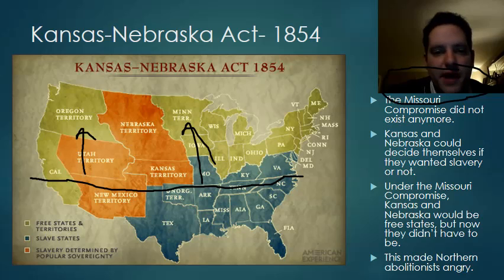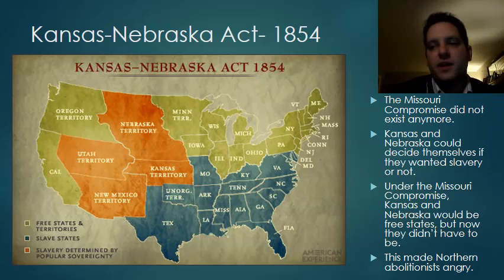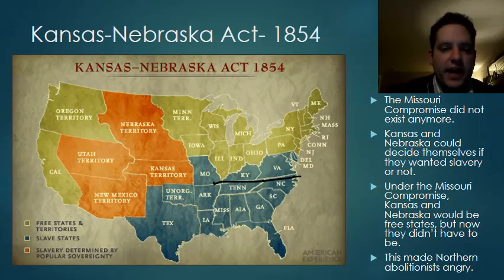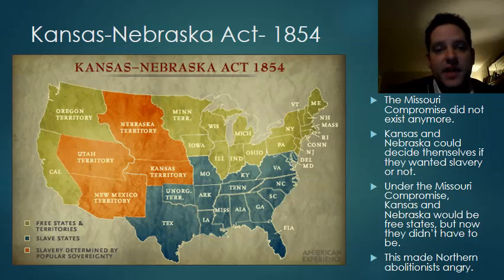So remember how there was no slavery north of this line? Well, now the people in that area could vote yes for it. They would decide for themselves. So again, here's the line. With the Missouri Compromise, could these states, these territories up here, once they become states, have slaves? No. But with the Kansas-Nebraska Act, they could decide for themselves. They could say no, but they could also allow slavery.